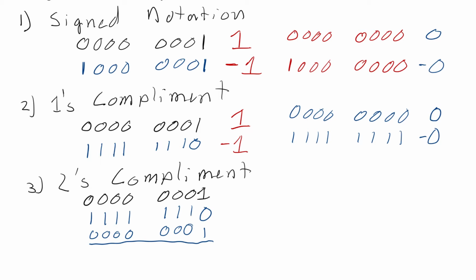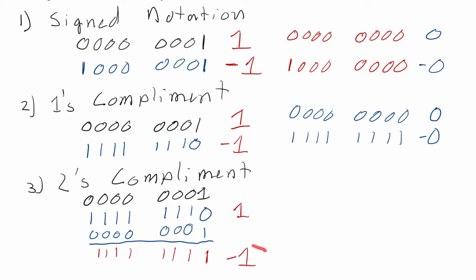So let's go ahead and do our math. 0 plus 1 is 1. 1, 1, 1, 1, 1, 1, 1. So this now becomes negative 1. So this is positive 1 up here, and this is negative 1.